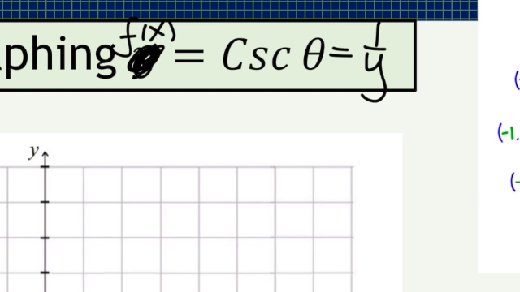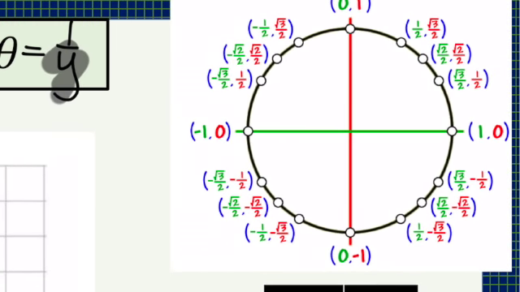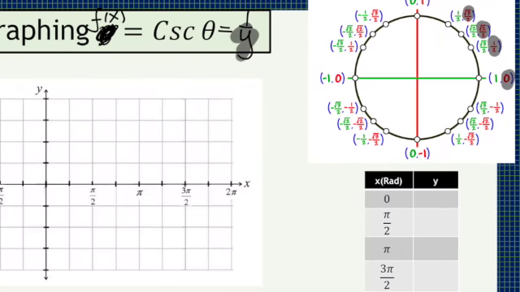With cosecant, this y value really means the y value of the unit circle. So we're going to go ahead and plot those y values onto my graph. Let's first start off with our angle at 0, right? We're going to start with 0. So here at 0, I'm going to erase all the other ones, and I'm going to take the reciprocal of 0.